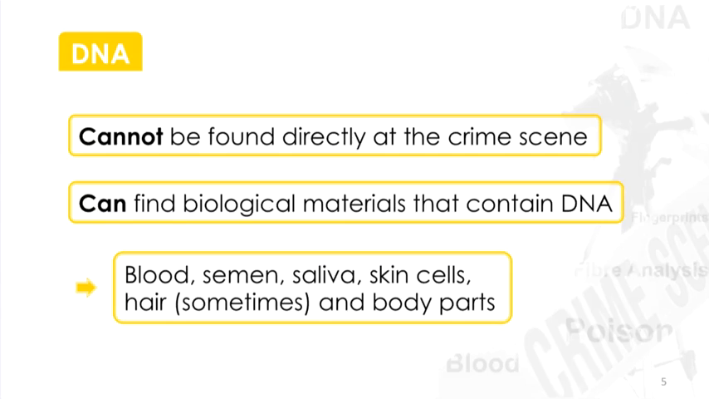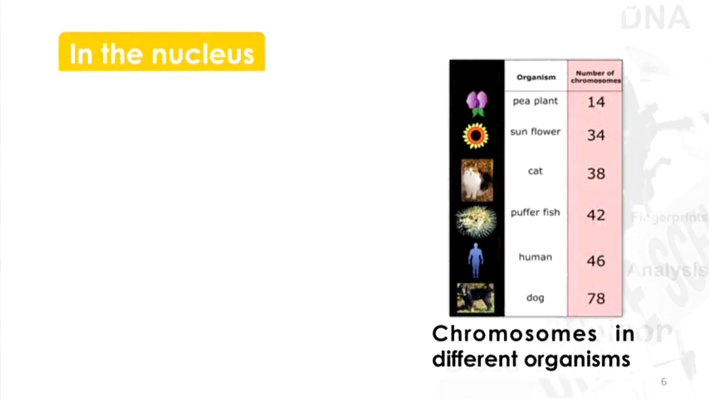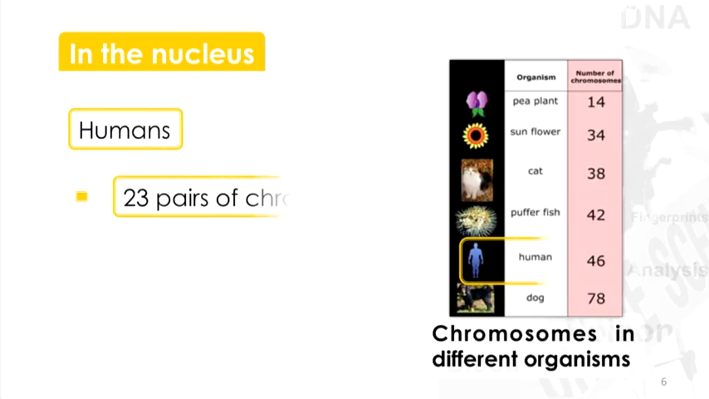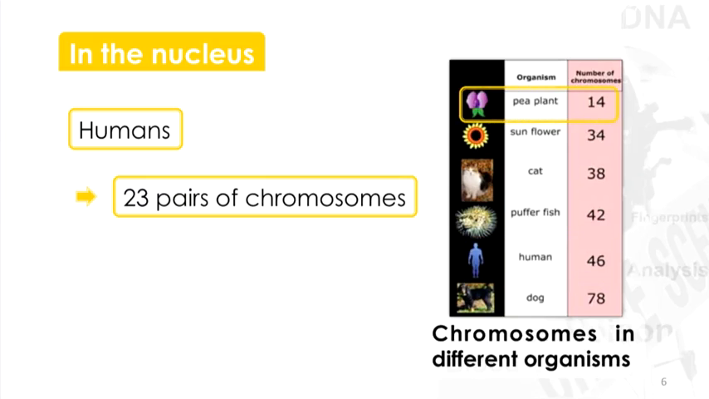Now, back to the DNA. The DNA in the nucleus of your cells is packaged into 23 pairs of chromosomes. So let's look at the chromosomes. We humans have 23 pairs of chromosomes for a grand total of 46. Different species have different numbers of chromosomes. The pea plant manages with a total of 14 chromosomes, whereas dogs need a bigger total of 78.